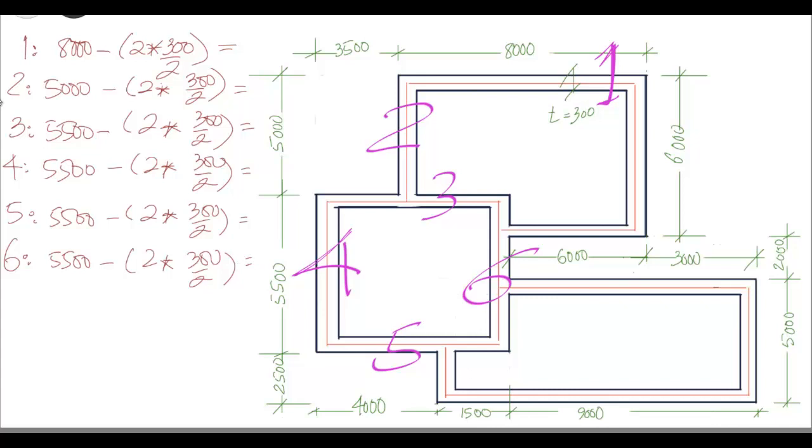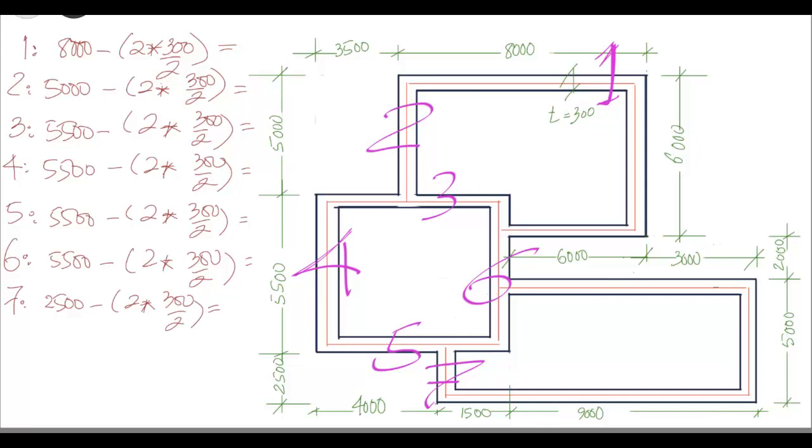Now we'll do this part, which we call number 7. For number 7, if you look, we need to subtract this part and this part from the 2,500. So we'll do the same thing. Part number 7 is equal to 2,500 minus 2 multiplied by 300 divided by 2 is equal to.